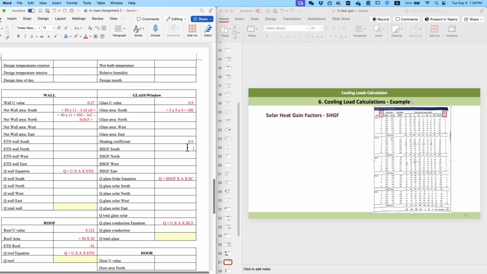SHGF you can find from this table. A area, this one. Shading coefficient, this one. So you can finish solar heat gain. And for north, find the solar heat gain factor for north, this one. A area, this one. Solar shading coefficient, this one.